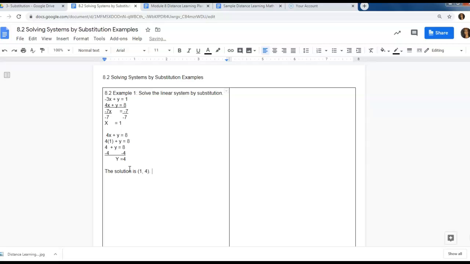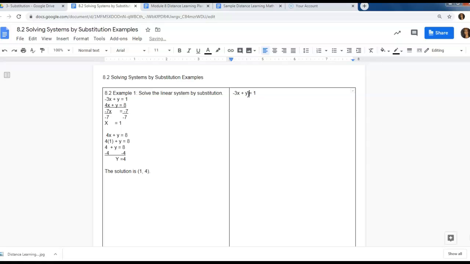But this is elimination, and they want us to do it by substitution. So the substitution is ugly. I will go a little bit slow, okay? In order to substitute, the first step is you solve one of the equations for one of the variables. So let's just look at the first one. The first one is negative 3x plus y equals 1. Once again, the thing that stands out at me is that y is almost by itself. So what I want to do is leave that y by itself. So I'm going to rewrite it right here. Negative 3x plus y equals 1.